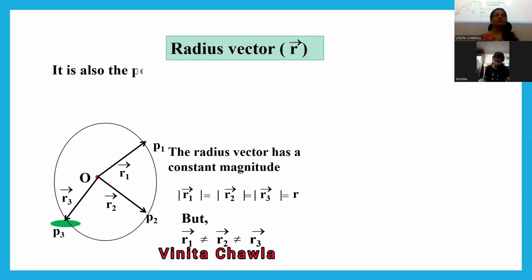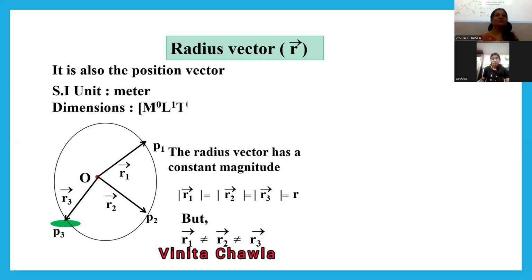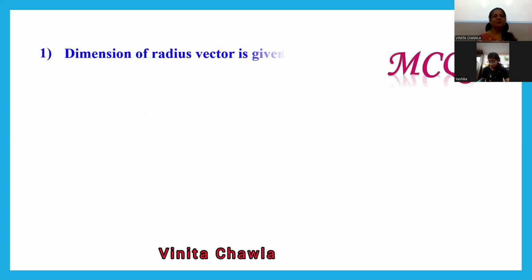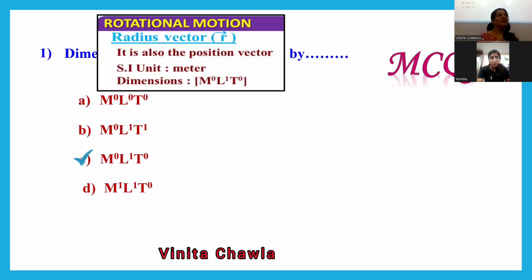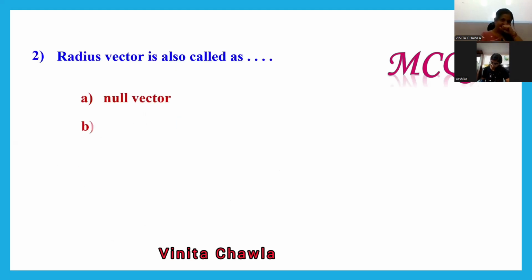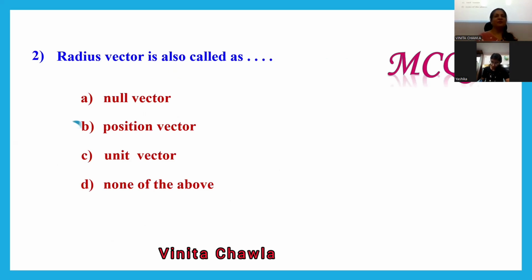So it is also the position vector. SI unit is meter, and dimension, because it is distance, length, so its dimension is L1. Now we have questions based on this. Dimensions of radius vector is given by, see, yes, it is a radius vector, and radius vector is also position vector. Next question. Radius vector is also known as position vector.